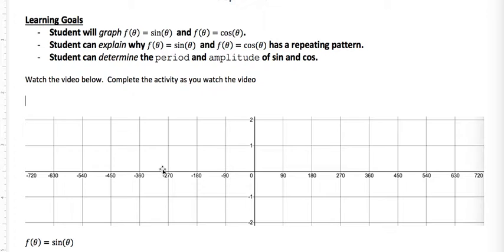Your x-axis should go from negative 720 degrees all the way to positive 720 degrees, counting by 90 each time. So 0 degrees, 90 degrees, 180 degrees, 270 degrees, etc. And I want you to put your y-axis from positive 2 to negative 2. Pause the video here, set that up. When you're ready to continue, hit play.